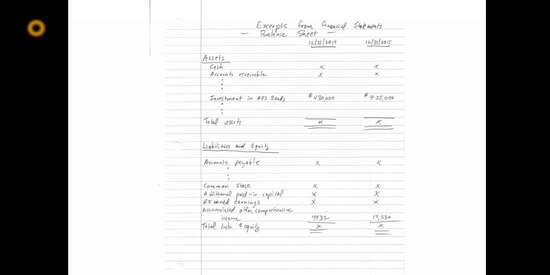In the liability and equity section of the balance sheet, of course, you got accounts payable, all the other liabilities. Then you hit the equity section of the balance sheet, common stock, additional paid-in capital, retained earnings, and then you get to accumulated other comprehensive income. And the accumulated other comprehensive income that you see there of 4,032 and 14,530 represent the balance in that unrealized gain or loss dash equity account.